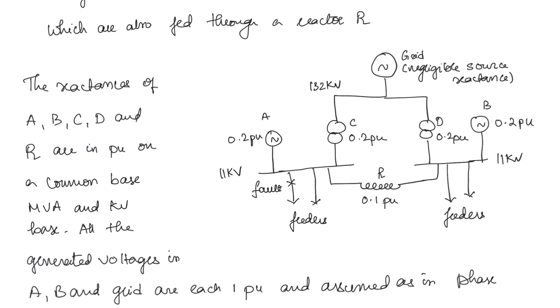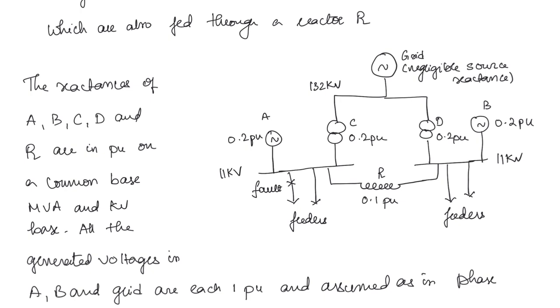A and B are generators and their internal reactances are given. These are the feeders, and these two buses are interconnected by a reactor having a reactance of 0.1 per unit. And these are the feeders. Now the fault is occurring at one of the feeders here. We need to find out the symmetrical fault current. When they say symmetrical, it is a 3-phase fault. So we have to find out the fault current for a 3-phase fault.